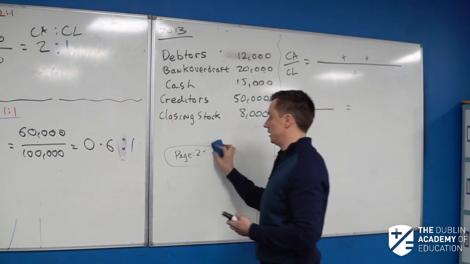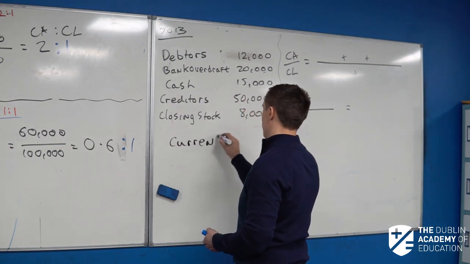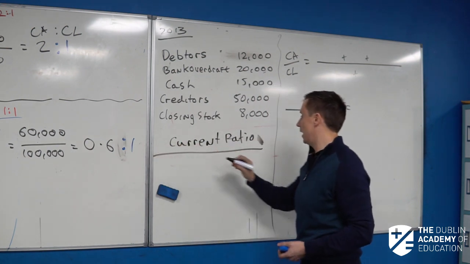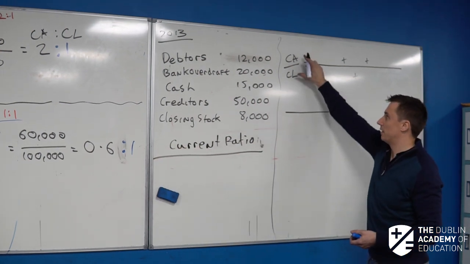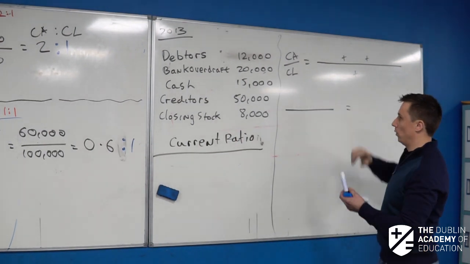In 2013, this question came up, and they asked you to calculate the current ratio for this business. What we see at the start was current ratio. Again, I've kind of crammed it in here. The current ratio is current assets divided by current liabilities, and we'll work that out now.